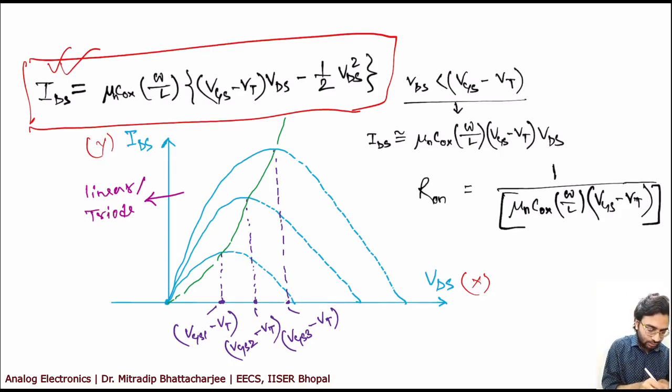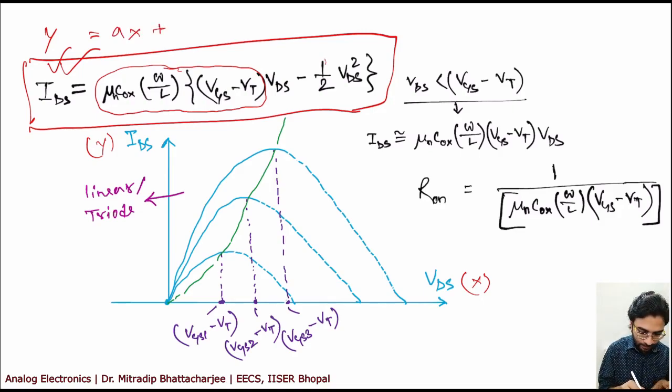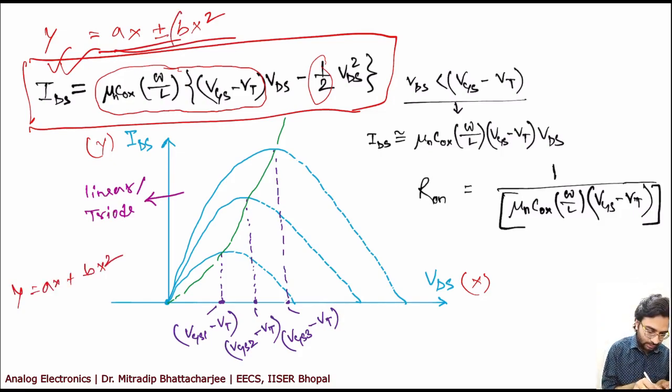So you have IDS, which is Y, equal to, this whole term is a constant. So you will find A times VDS, which is X, plus, or you can write minus, B X square. So you are actually plotting Y equal to AX plus BX square. The B value here is minus half into this, so this is a constant, and I am just replacing it with a constant B.